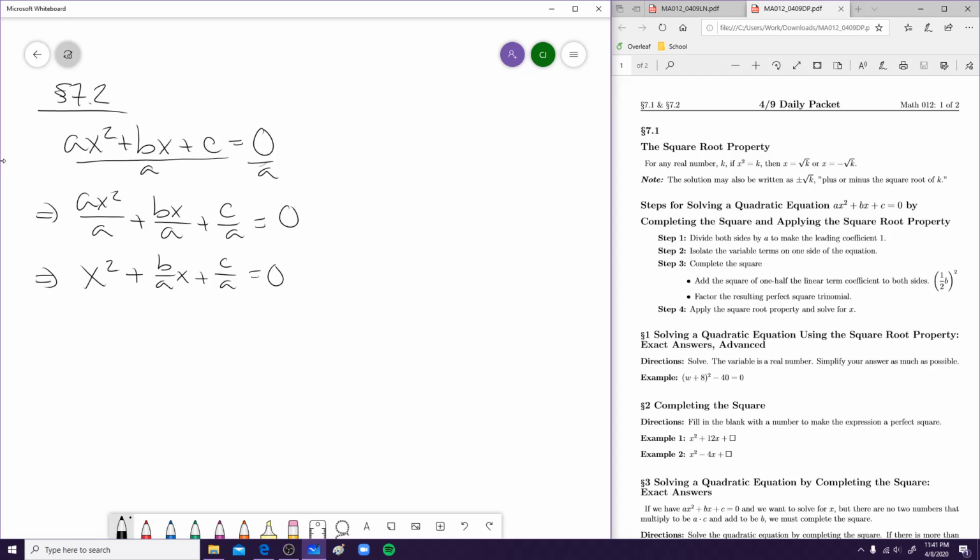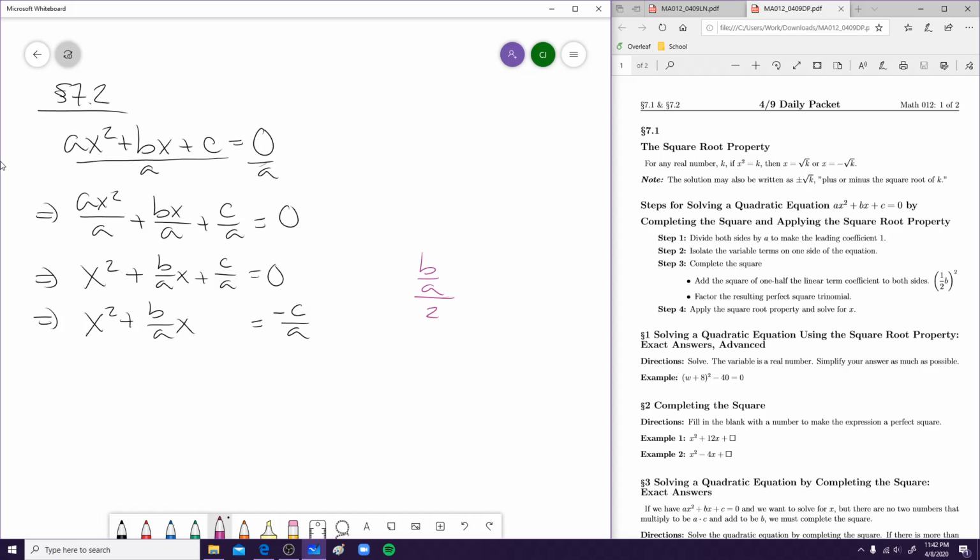Now the second step is I want to isolate the variable terms on one side of the equation. So I'm going to subtract c over a from both sides. When I subtract c over a from both sides, this is what I get. Right. Now we want to complete the square. So over here, we still want the coefficient of the linear term, and that is b over a.